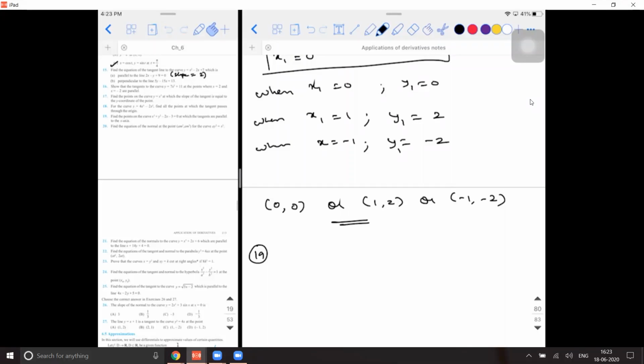Find the points on the curve x square plus y square minus 2x minus 3 is equal to 0, at which the tangents are parallel to x-axis. Again, same thing. Slope is 0. Do dy by dx equal to 0, and you will get the points. Right, this one you try as homework.